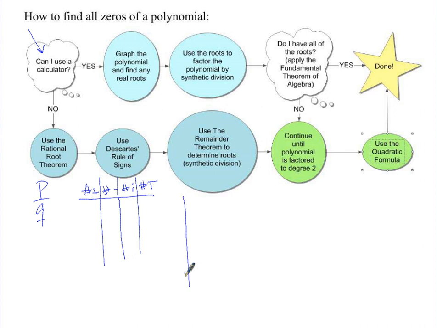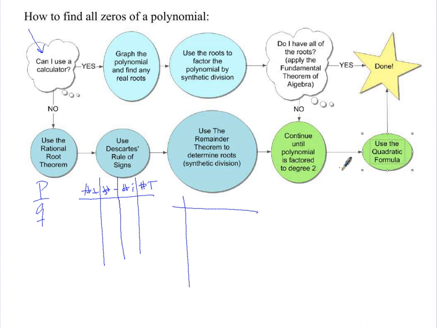You set up your table for synthetic division. You're using the remainder theorem. We're using it all along. It's kind of like you had the power to go home all along. Same thing. This is the remainder theorem right here. Continue doing this until you have found enough to get your remaining polynomial down to a second degree polynomial. That's what this one right here is telling you to do. Continue until the polynomial is factored down to a degree of 2.